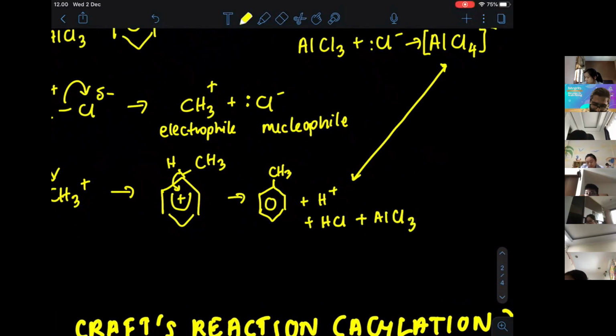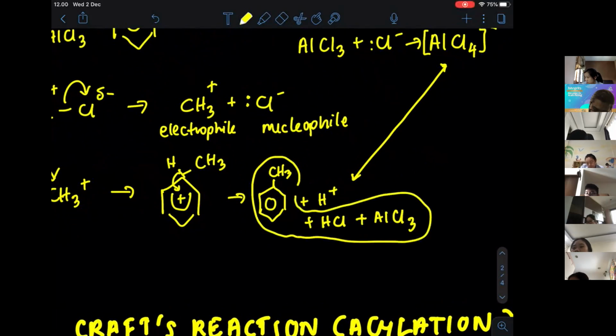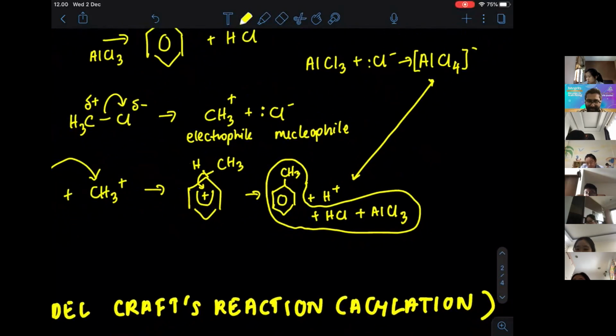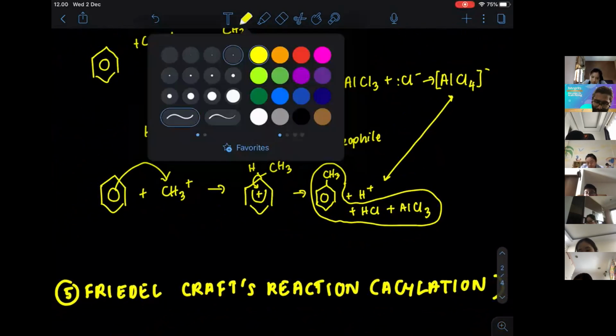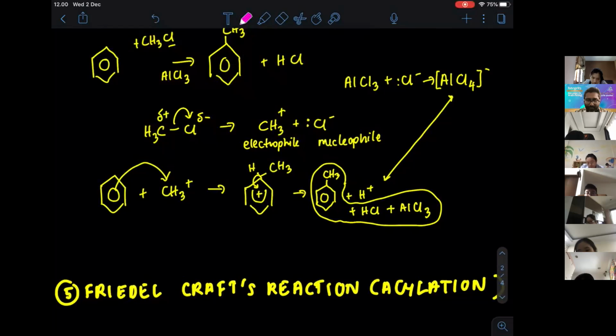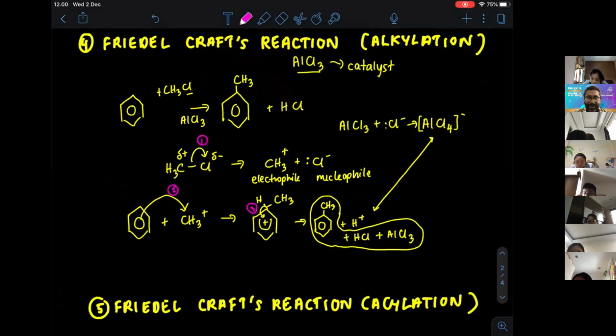So if you want to write, just write this. This is going to be the mechanism of the reaction. Again, if I want to see the curly arrows, where are the positions of the curly arrows that I would like to see? I would like to see this curly arrow, this curly arrow, and this curly arrow. Three curly arrows over there. That's going to be Friedel-Crafts reaction.